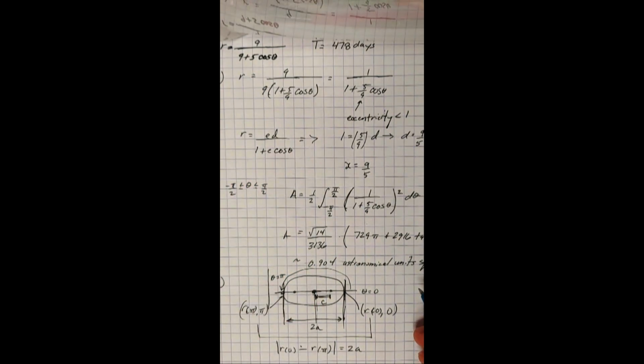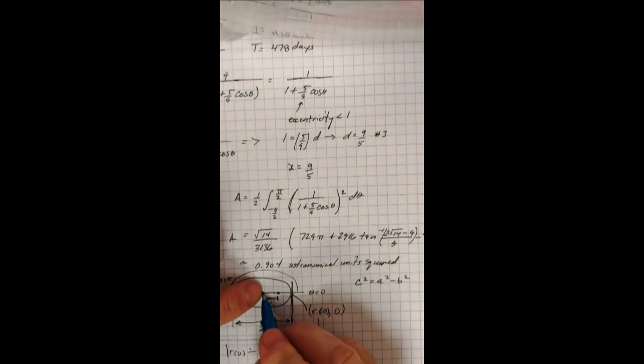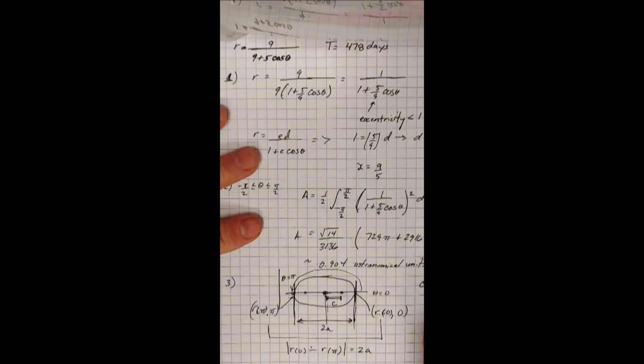It also should be pointed out that c squared is equal to a squared minus b squared, where c is again this distance, the square root of that is that distance. a is the length from the center to here, and b will be the distance from the center to the top of the semi-major axis there. Okay. So those are the relationships then.